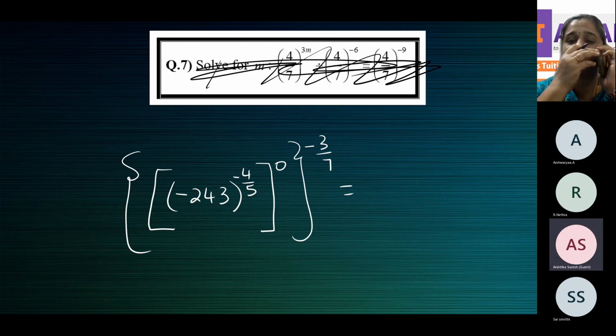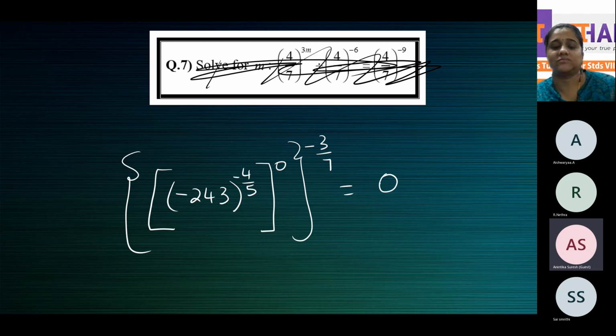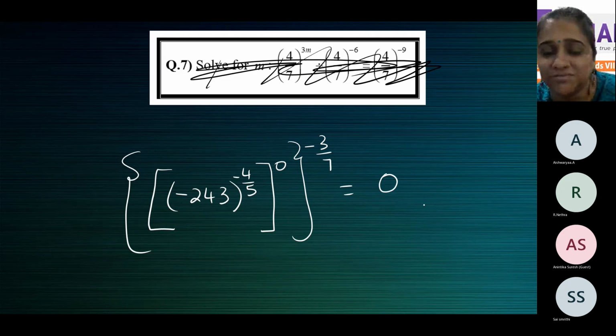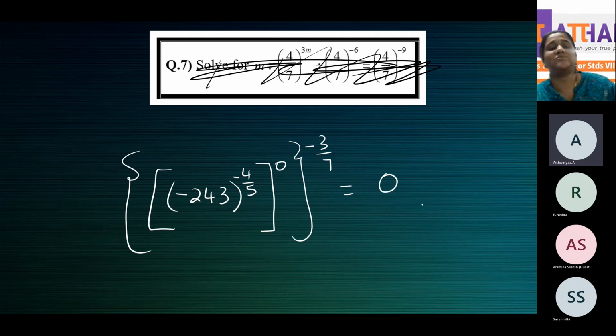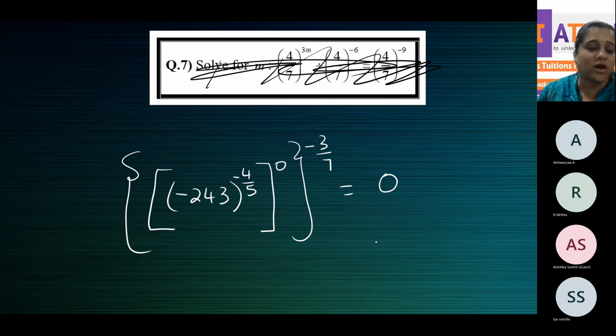Ma'am, I think the answer is 0, because anything raised to the power 0 is always 0. Ma'am, I think the answer is 1 now. Who said 1? Sai Smriti, yes. It's 1. You also said it. We're trying to say the same thing. It's 1. So because here, how do you work this one?